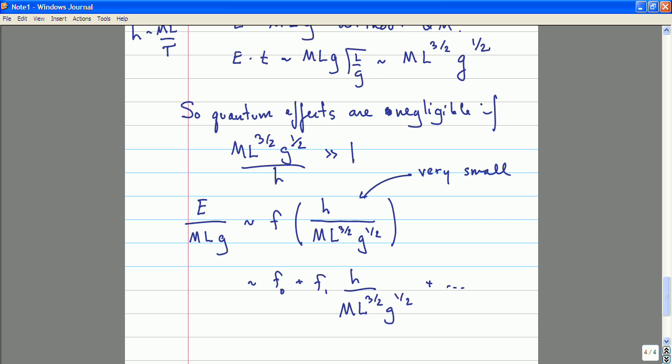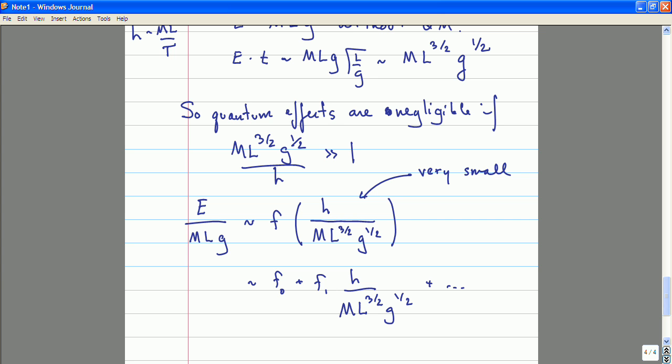Now, yes, question? How do you know how many terms of the expression? Well, it depends really on the physical situation that you're considering. If you're considering your grandfather clock, then this parameter h over m L to the 3/2 g to the 1/2 is absolutely tiny. And so it depends how accurate you want to be about parameterizing the corrections to quantum mechanics. If you only want to build a clock that works, then of course you don't need to consider quantum effects at all, and we would only be interested in the term f0. Because what is f0? f0 is the answer that you get without quantum mechanics.